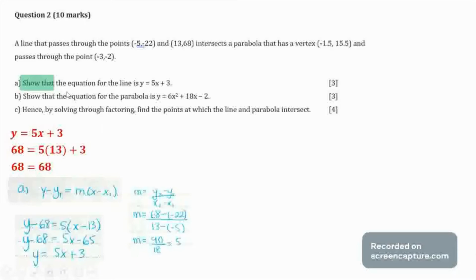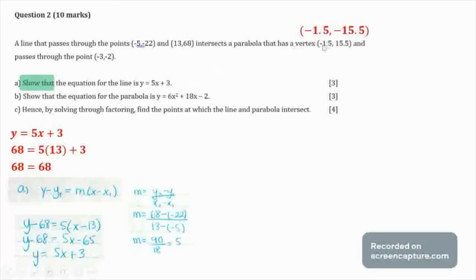Let's try B. B says show that the equation of the parabola is this. So again, same way, we continue. B is the same thing as A, where we're creating an equation, but this time it's for the parabola. Now I want to note that on the test there may have been a typo here. This vertex for the parabola should have a negative 15.5 like this one has. Okay, so let's work with that value.